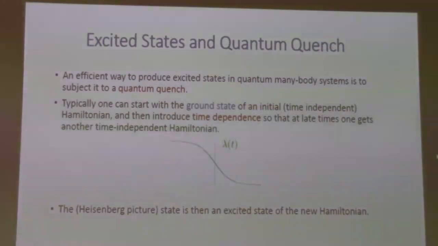Here is a coupling as a function of time. It starts with some constant value at early times, asymptotes smoothly to that constant value, and asymptotes to some other constant value, which could be the same as the original one, at late times, with some time dependence in the middle. Typically, one would start with the ground state of the initial Hamiltonian. The initial Hamiltonian being time-independent, there is a notion of a ground state.